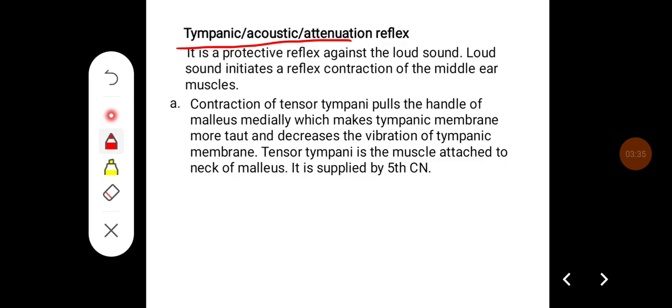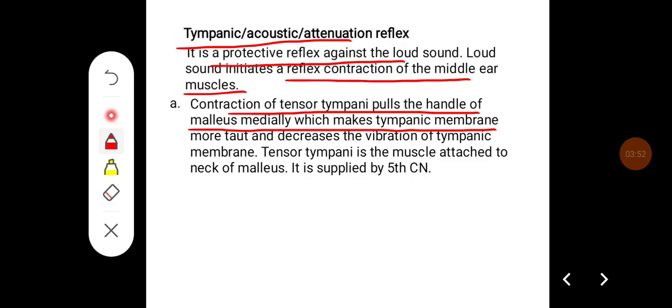Tympanic or acoustic or attenuation reflex. It is a protective reflex against loud sound. Loud sound initiates a reflex contraction of middle ear muscles. First, it causes the contraction of the tensor tympani, which pulls the handle of the malleus medially, which makes the tympanic membrane more taut and decreases the vibration of tympanic membrane.